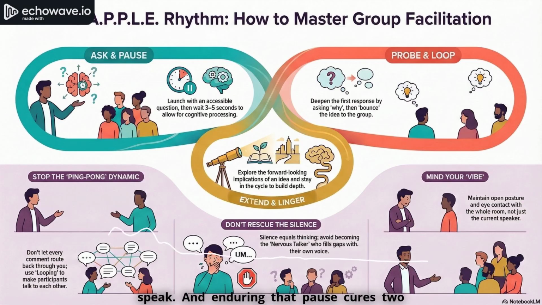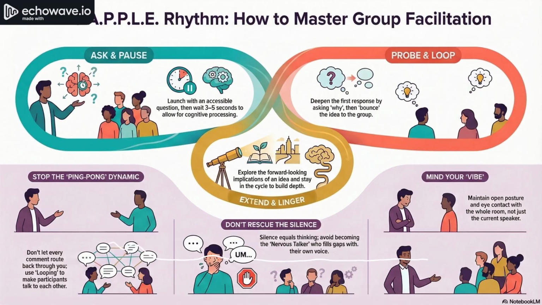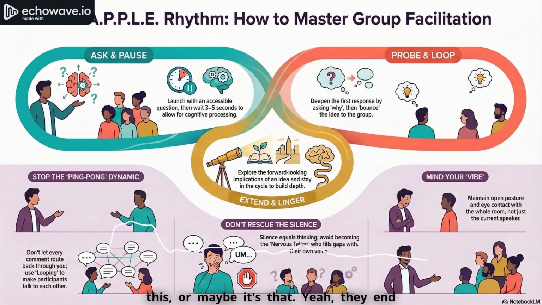And that pause cures 2 very specific destructive leader archetypes that the framework talks about. Yes, it does. The first one is the nervous talker. And I know we have all been in a meeting with this person. Oh, absolutely. They are so terrified of dead air that they fill every empty second with their own voice. They ask a question, wait like 1 second, and then say, or maybe it's this, or maybe it's that. Yeah, they end up suffocating the room because nobody else can get a word in edgewise.